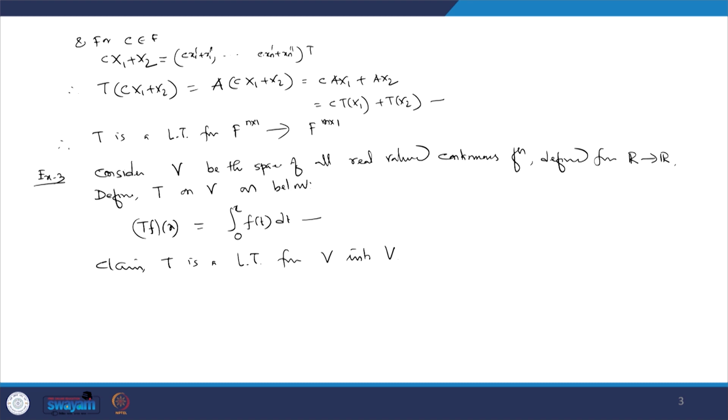Certainly the right hand side of this expression, which I am calling double star, is again a real valued continuous function. So it will be again in capital V. So the way it has been defined, I can say T is a mapping from V to V. Now we have to prove that it is a linear transformation.